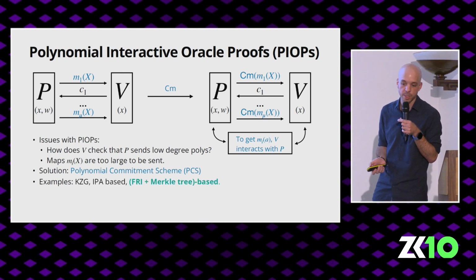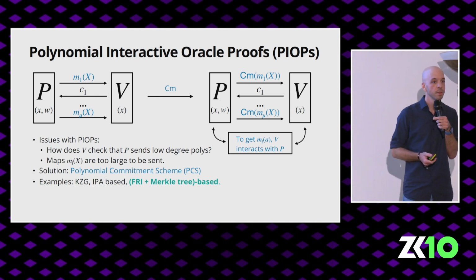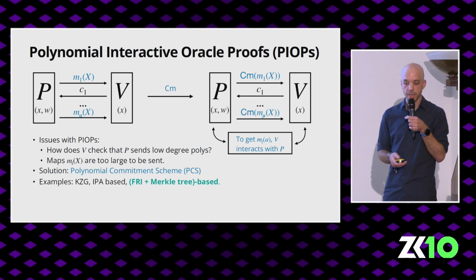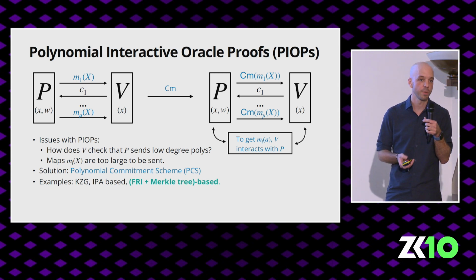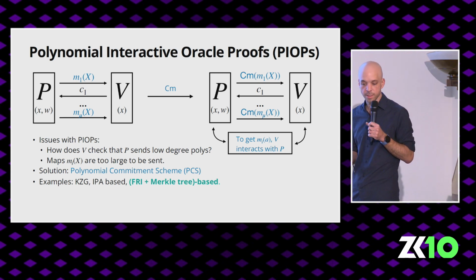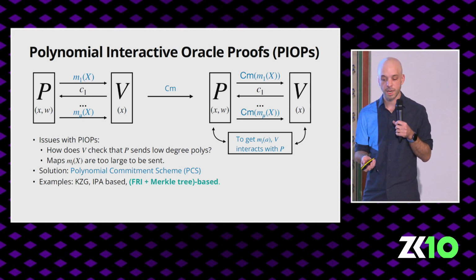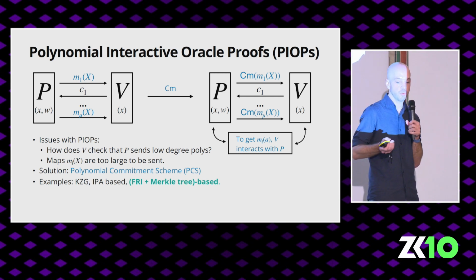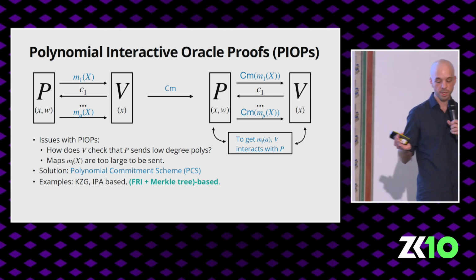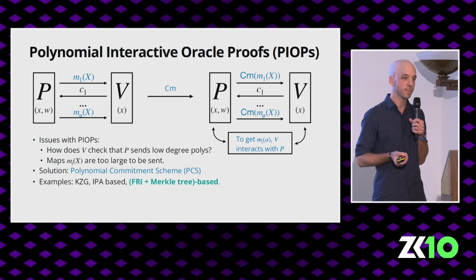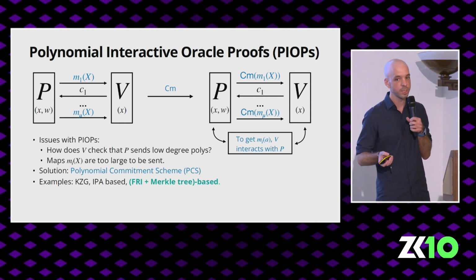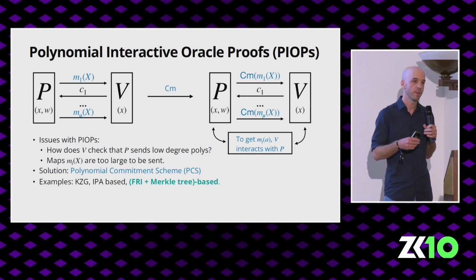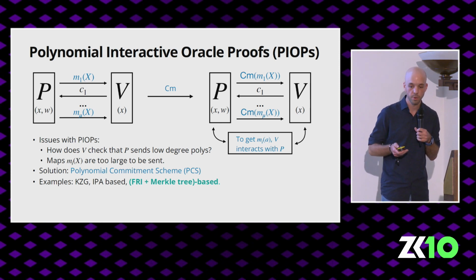Examples of PCSs are KZG, the inner product argument-based PCSs, and FRI-based polynomial commitment schemes. We will talk more about FRI-based polynomial commitment schemes because practitioners often use them as if they were PCSs, but they are not actually PCSs unless you configure them in a very restrictive way, which makes FRI quite slow.